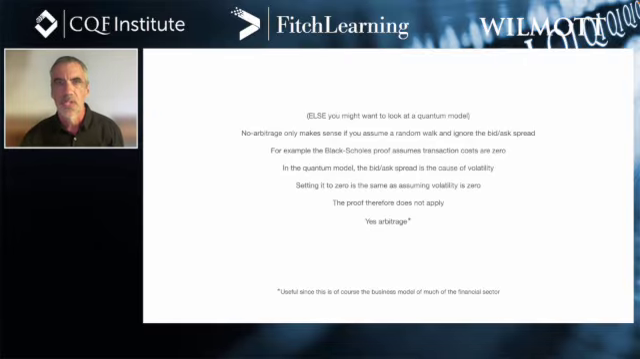But no arbitrage only makes sense if you assume a random walk and ignore the bid-ask spread. So for example, the Black-Scholes proof assumes transaction costs are zero. In the quantum model, the bid-ask spread is the cause of volatility. Setting it to zero is the same as assuming volatility is zero. The proof, therefore, just doesn't apply, which means that arbitrage is allowed, which is useful since, of course, it is the business model of much of the financial sector.